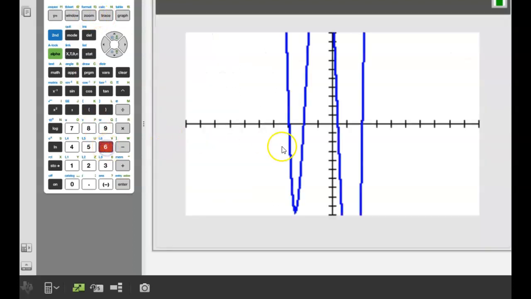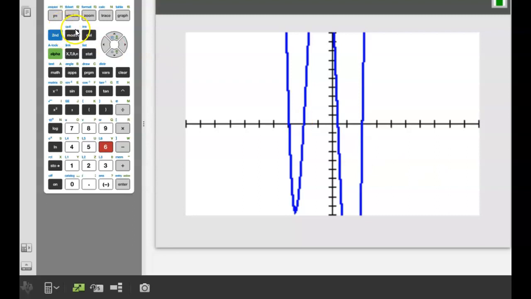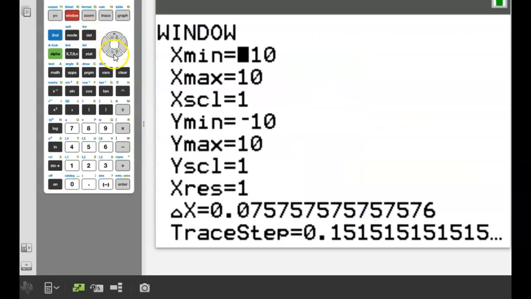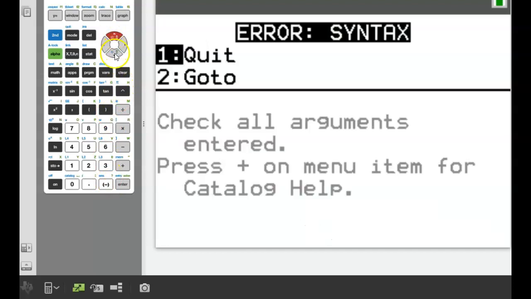You can try a standard window. It's not looking too good. Do you want to take time to adjust the window? We really only care about the x-intercepts, so if you don't want to adjust the window, it's okay with me. I think it's the y values we'd want to adjust. I'm just going to go to like -50 and 50, except I did those wrong.